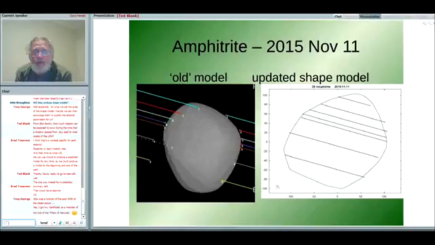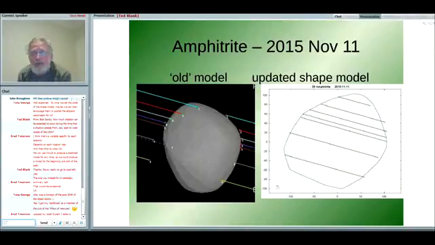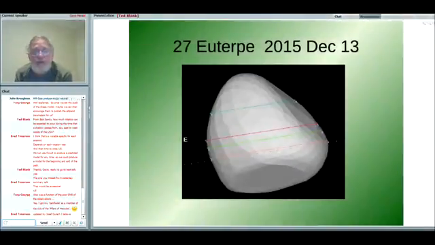Amphitrite. Here's an interesting case of an old shape model, and then they published an updated shape model based on a reanalysis of light curves, and the updated shape model fits the occultation light curves rather nicely. So there's a bit of interaction between the shape models and the occultation data. We're developing a good relationship with Joseph Jurek, who's behind DAMIT, and we will be going the same path with the ISAM site as well. Next slide, which is the last effective slide.